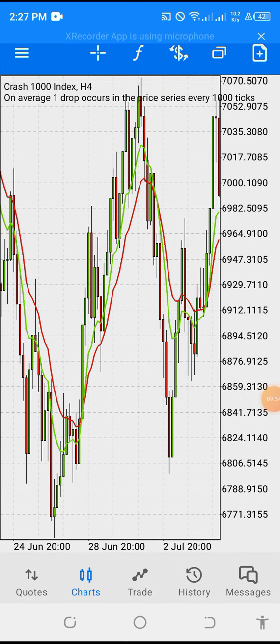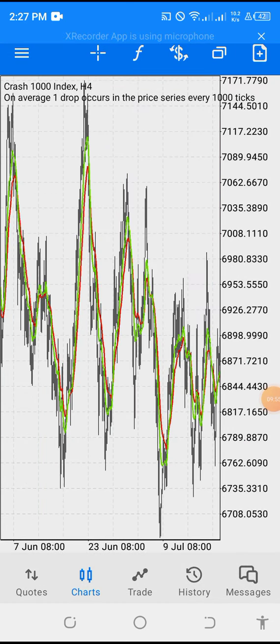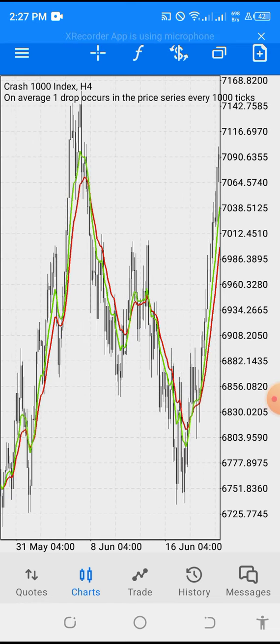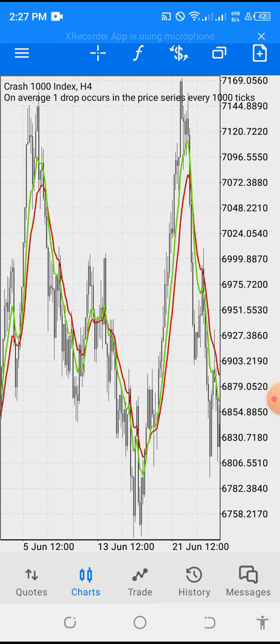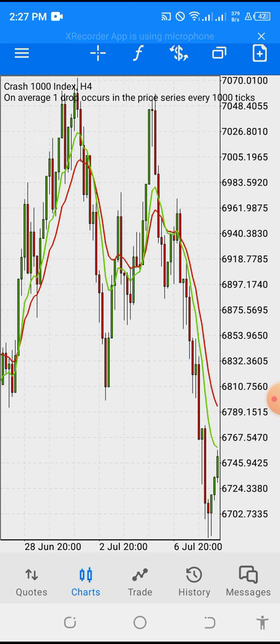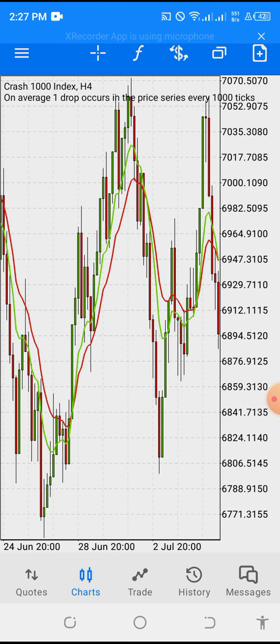Let me squeeze to show you that this is a very great consolidation. As you can see, we don't have any clean higher highs or higher lows. This is a very good consolidation. So price was consolidating. Then we had this selling here.